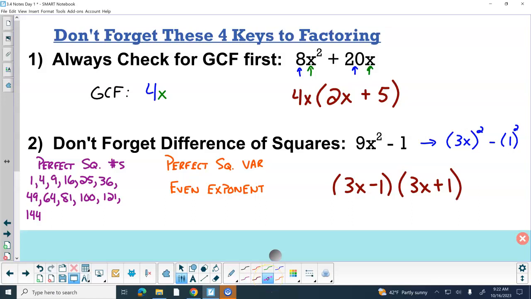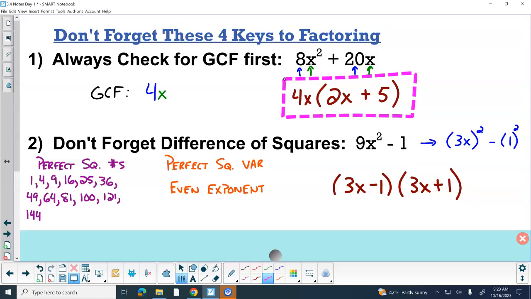Okay? My question to you is this. I'm posing lots of questions today. You guys are doing a good job of it today. In number 1, we distributed to check it. How do we check number 2? To make sure we factored right. Do what? Multiply them together. So it's a double distribute, right?